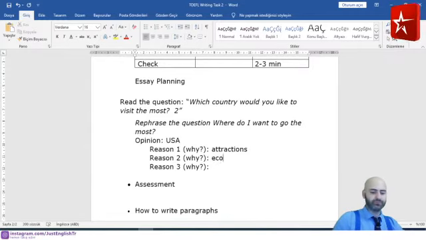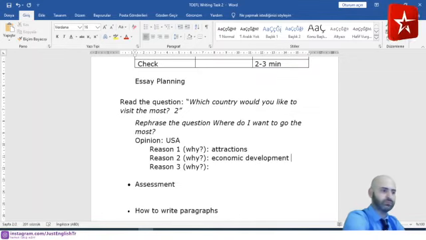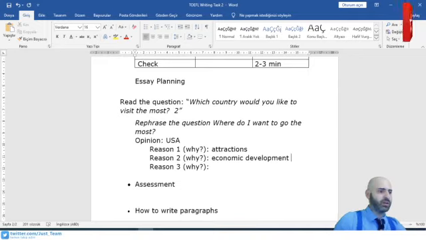Good. So because of economy and development, or economic development, we can say. Tourist attractions, we already said.